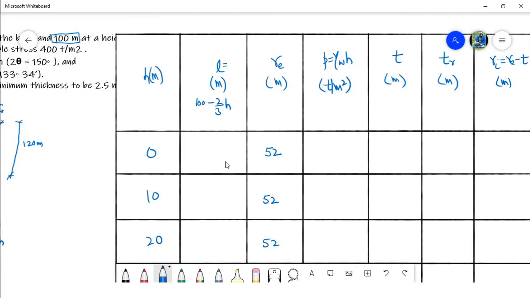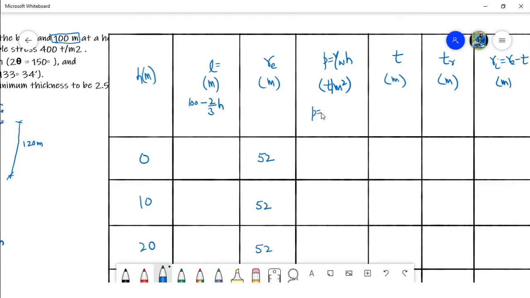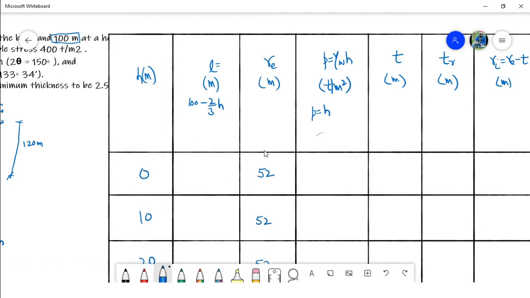This is the water pressure. So P will be equal to gamma W is 1, so this will be equal to H.